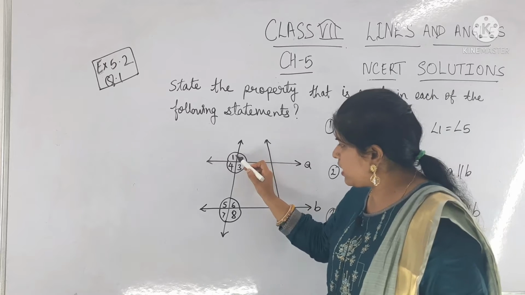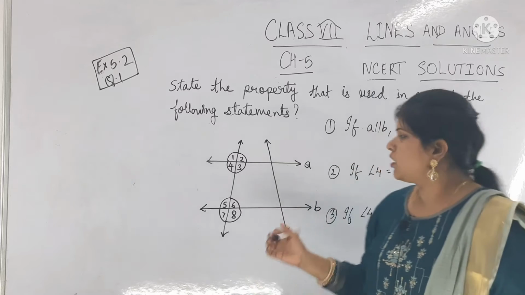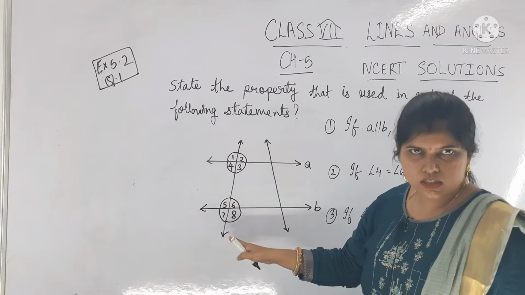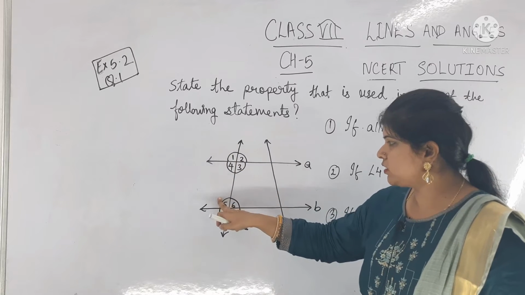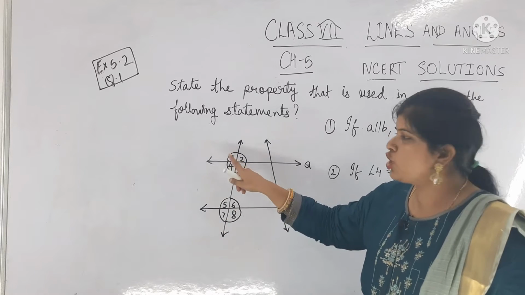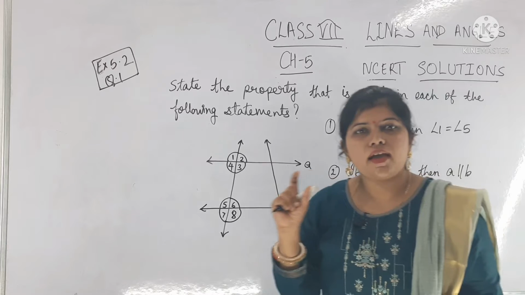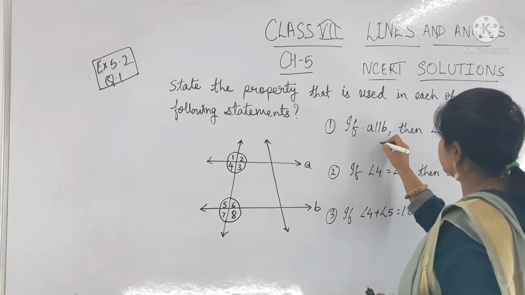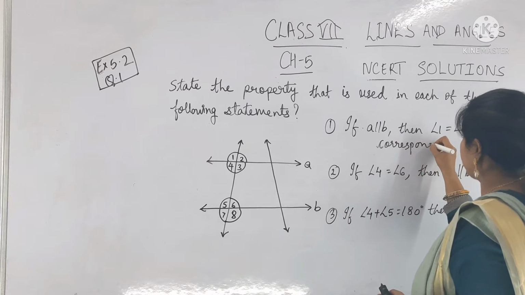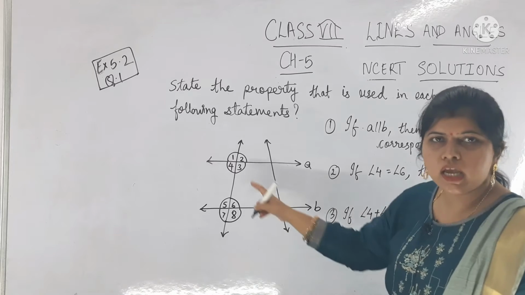Here you can see angle 1 and angle 5. We studied this in my introduction video. If these are two parallel lines, these are on the same side of the transversal; this is an interior angle and this is an exterior angle. So they will be equal on the same side of the transversal, that is the pair of corresponding angles. So the reason is corresponding angles. Angle 1 is equal to angle 5 because of the pair of corresponding angles.